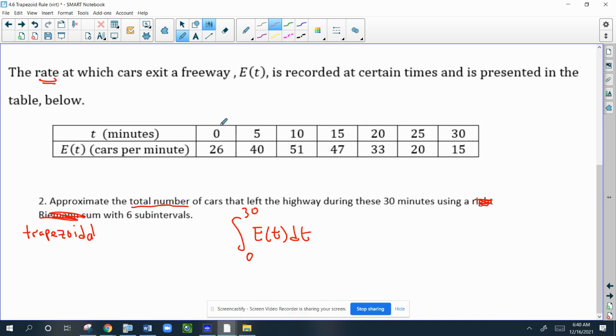Actually, all the subintervals: 0 to 5 is the first, 5 to 10 is the second, and so on. So we're going to actually form trapezoids. And I'm going to do this with the shortcut method, but I just want to show you the first trapezoid so you can visualize what I'm doing. The first trapezoid, in the first interval: t would be the x-axis, so we're going from 0 to 5.